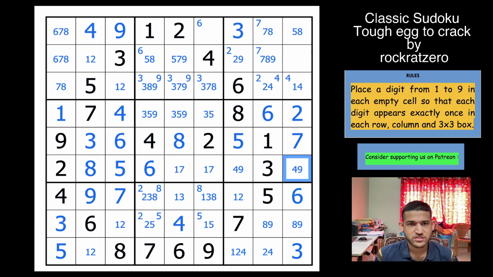4, 8, 9. So 1, 5 goes here. 5 goes here. Okay. So perhaps. Oh, 9 is in these two cells, right? Because 7, 8, 3, 7, 8, 9. So this isn't a 9. It's a 5 and a 7. 5, 7. 5, 8, 7, 8, 9, nothing there.